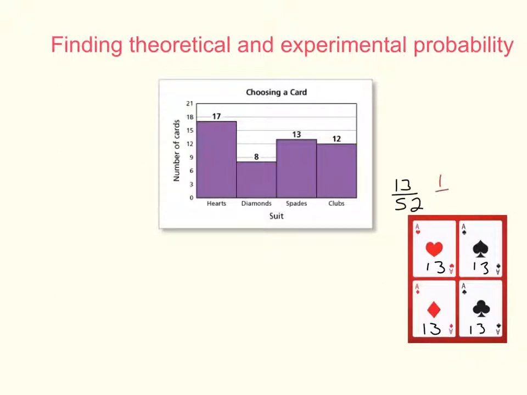So another way to look at that would be the probability, the theoretical probability or in theory would be 1 out of 4. And that's going to be the same for each one of these because there's 13 cards of each suit out of 52. So the theoretical probability of drawing any specific suit would be 1 out of 4 or 13 out of 52.